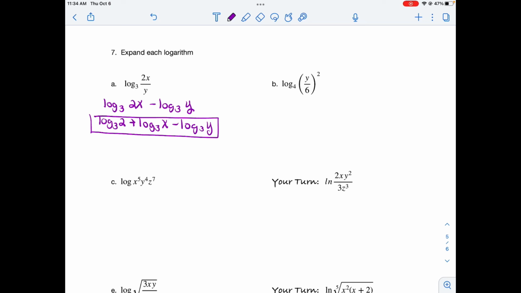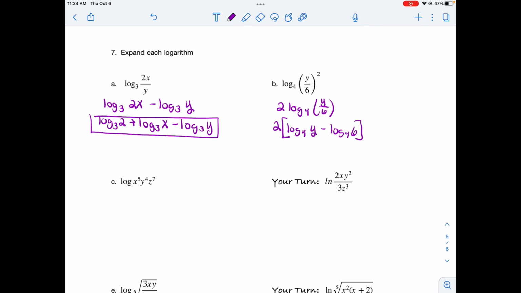Whew, finally done. Now for B example, because of the parentheses, I have to deal with that exponent first, so I need to bring it out to the front, and then I'm going to divide up my logarithm, but notice everything inside that parentheses needs to be squared.